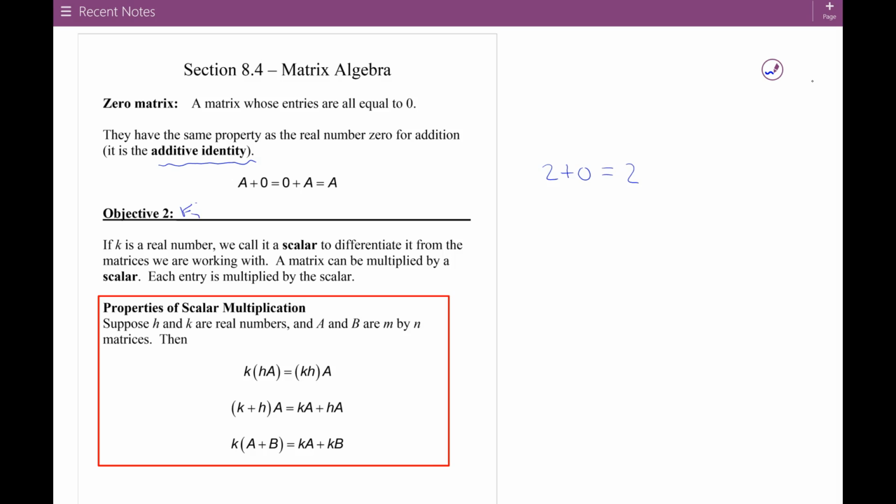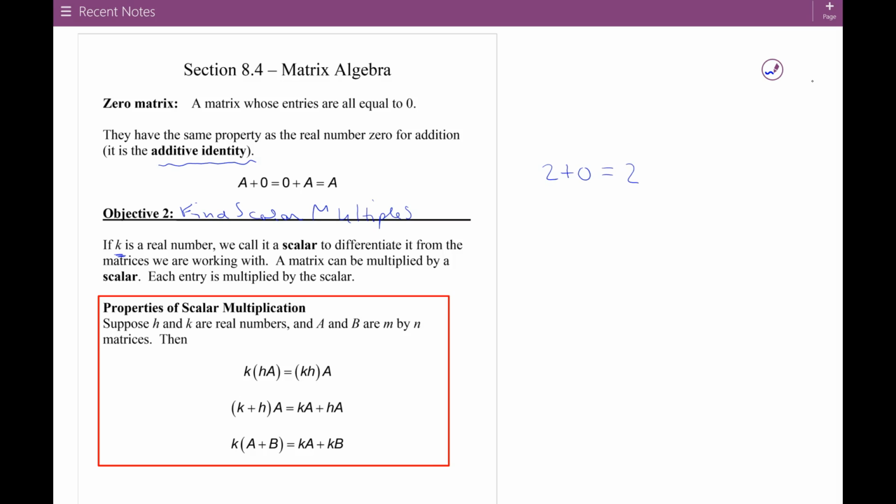Okay, so the next thing we're going to do is find scalar multiples, scalar multiples of a matrix. So we're using a lowercase k to be a real number, and in this world where matrices are the objects we're working with, if we multiply something by just a real number, we call it a scalar so that we can tell it's something different than a matrix. So a matrix can be multiplied by a scalar by multiplying every entry in the matrix by that scalar.